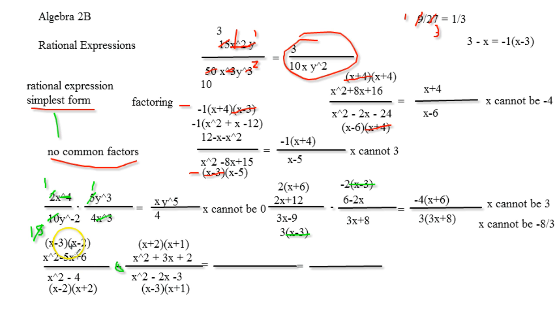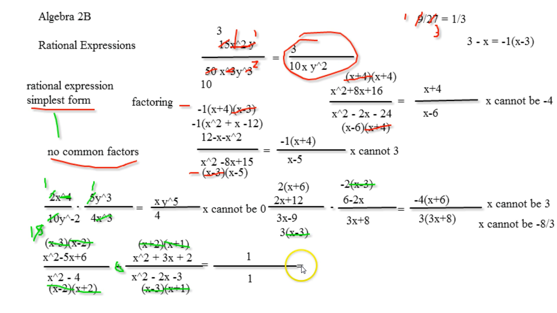Okay, so I'm going to look for some stuff that can simplify. So x minus 2s definitely simplify. The x plus 2s as well. The x minus 3s. Oh, that's pretty nice. Oh my goodness, look at this. Okay. What am I left with here? Well, if there's nothing up top, there's a 1. If there's nothing on the bottom, there's a 1. Okay?